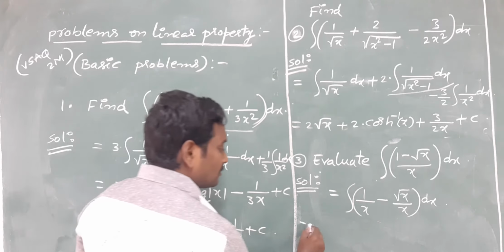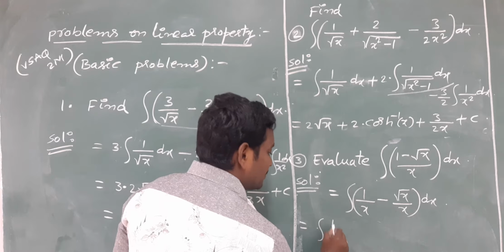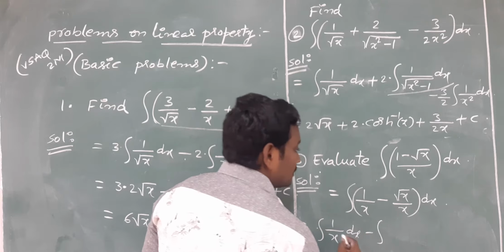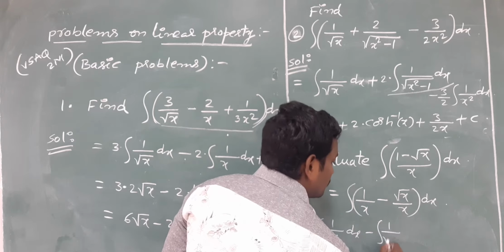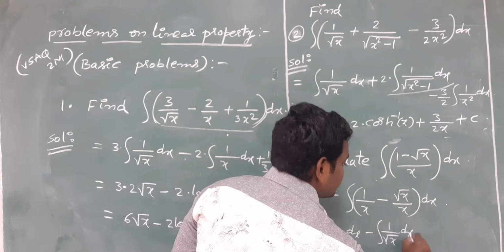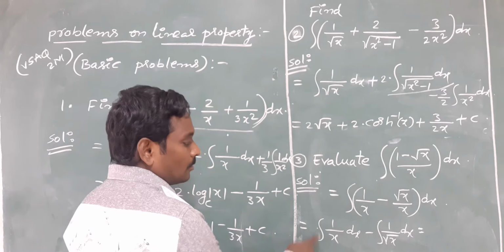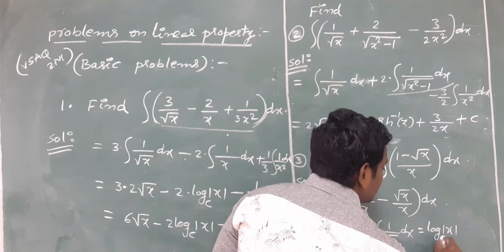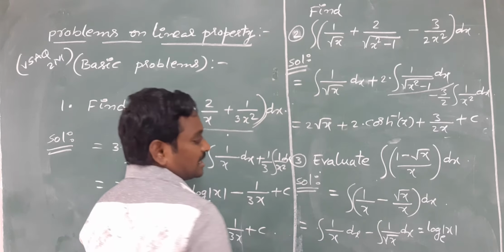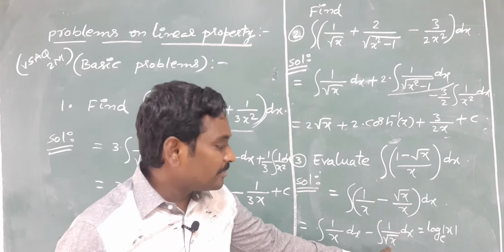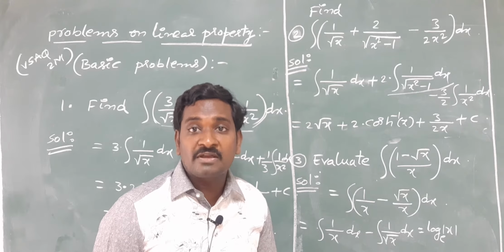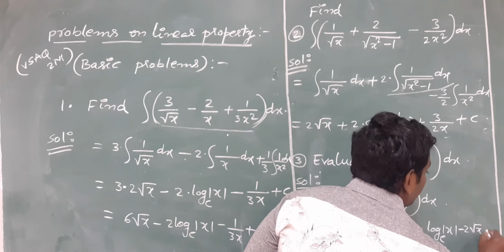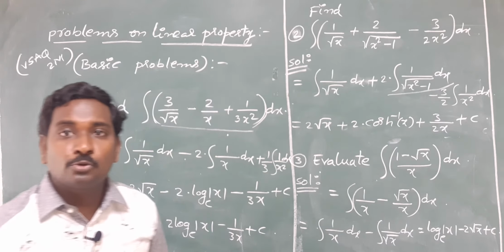That is equal to, now separate the terms by using the linear property. Integral of 1 by x dx minus root x by x, which can be written as 1 by root x, dx. What is the integral of 1 by x? It is log mod x to the base e, minus, as we saw in previous problems also, the integral of 1 by root x is nothing but 2 root x. Don't forget this, which is a very important formula. So minus 2 root x plus c.